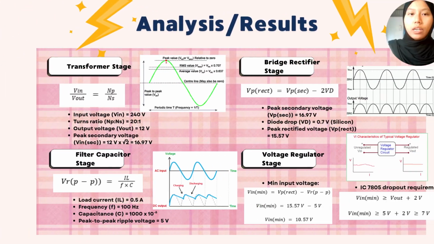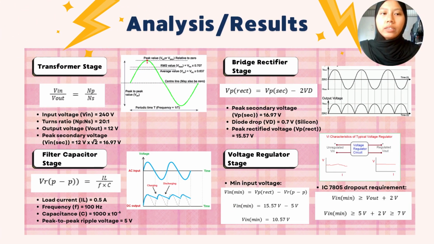Okay, now let's look at the actual math and data to prove how our phone charger works. First is the transformer stage. We start with 240 V coming out of the wall. That is way too much power for a phone, so we use a transformer with a 20 to 1 turns ratio to step it down. By dividing 240 by 20, we get a safe 12 V RMS.